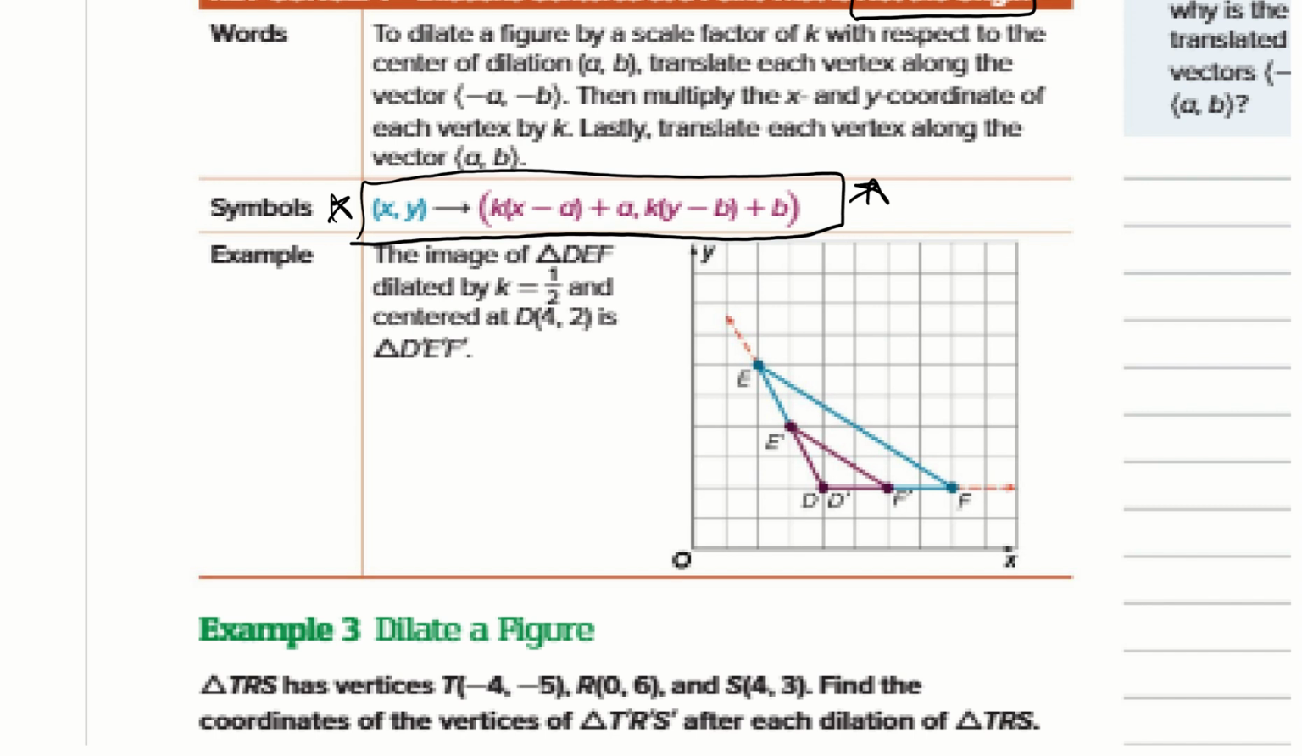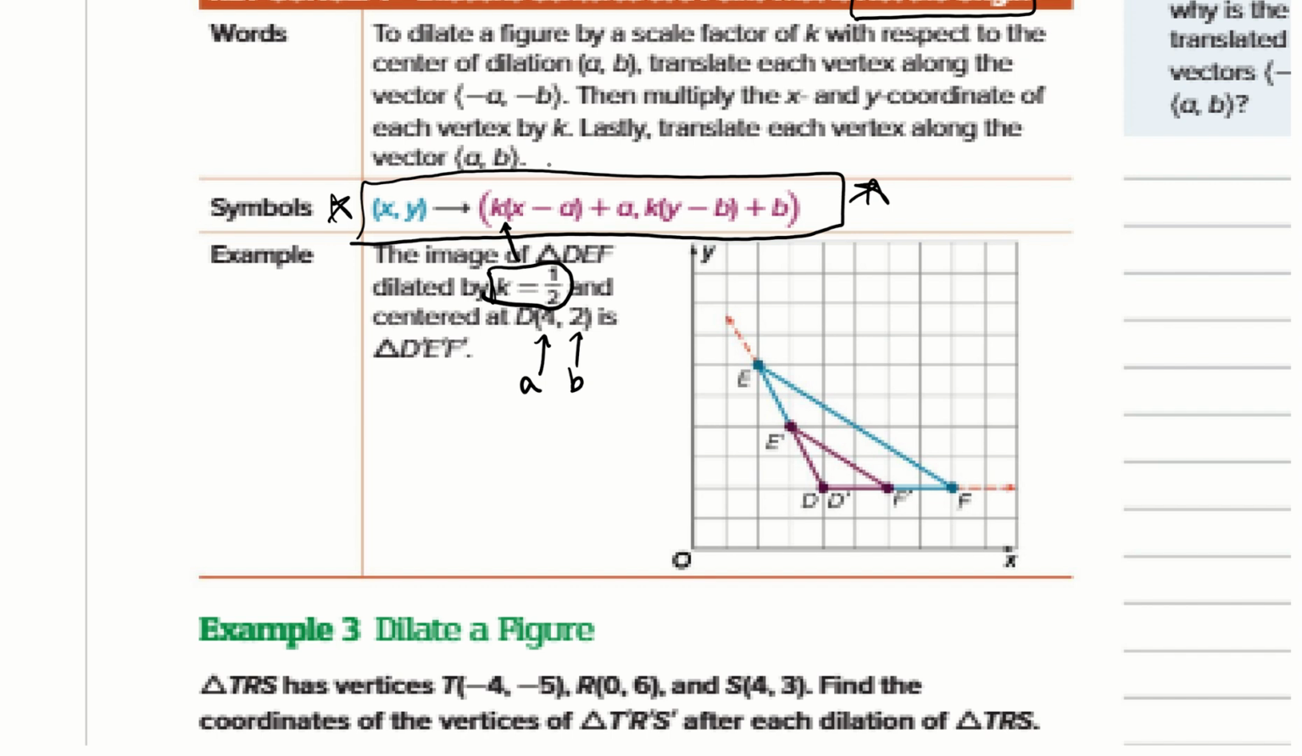Okay, so for example, the image of triangle DEF dilated by K equals 1/2. So I'm going to circle that. That's important. K equals 1/2. That goes in to here, right? And then we have D. You want to do it centered at D, which is 4, 2. So A is 4 and B is 2. Okay, so that's what we're going to plug into there.